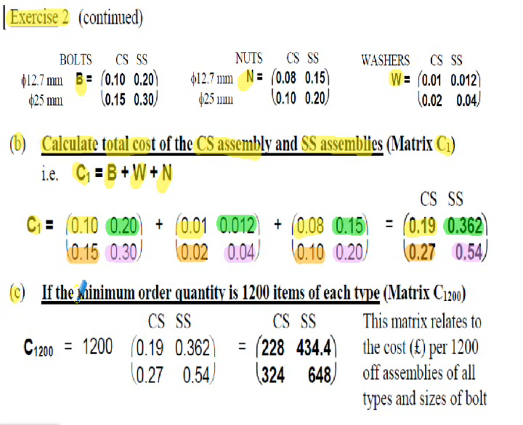Part C, we're told that the minimum order quantity is 1200 items of each type. So I'm going to call this matrix C1200. So this is a scalar problem for matrices. To find the C1200 as I've labelled the matrix, we simply factor all the elements in the C1 matrix by 1200. So that produces the four elements shown here in the C1200 matrix related to the cost of 1200 assemblies of the above bolts for diameters and material types.